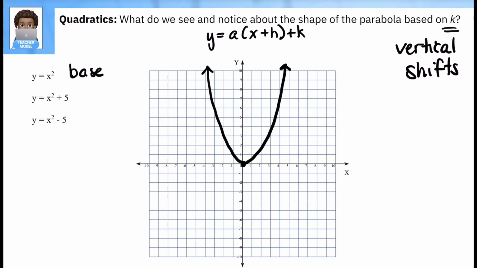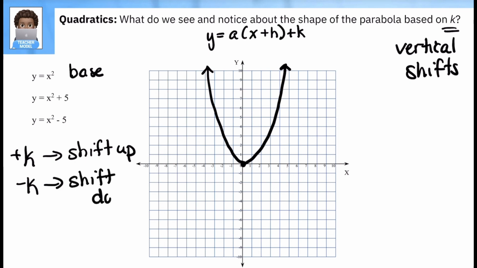And so we'll see those same shifts when we have a positive. When K is positive, we're going to shift up. And when K is negative, that's going to tell us how to shift down. So here in this example, if I have a positive and a negative, I know one of them is going to have a vertex up here and one of them is going to have a vertex down here.